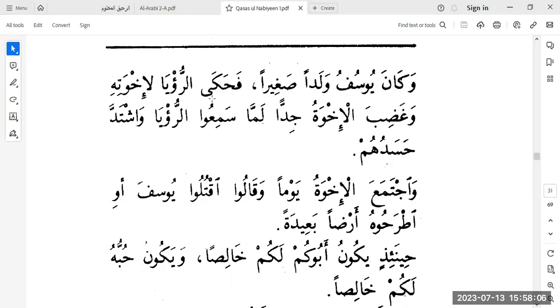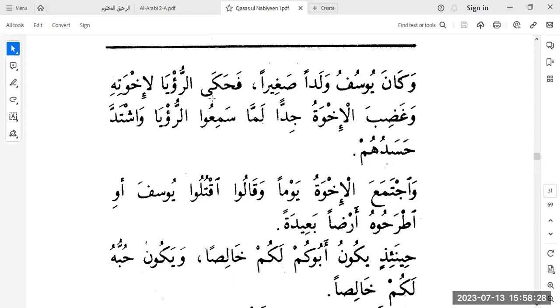Rawa also means to narrate, like we use the word riwayat, right? We use that in the hadith, narrated by any sahabi like that. So haka means to tell a story, to relate a story. Fahaka ar-ru'ya. So he related ar-ru'ya, the dream, li ikhwatihi, to his brothers.